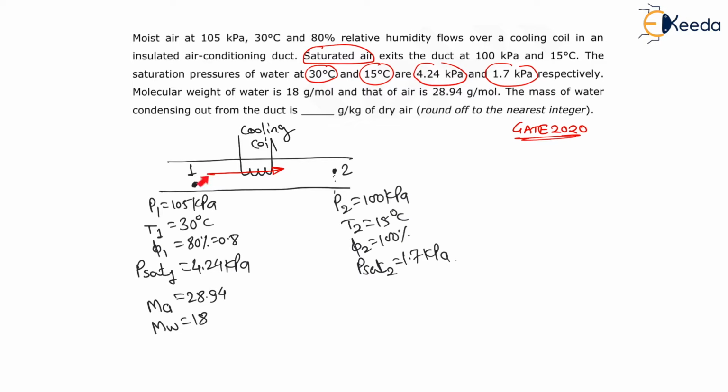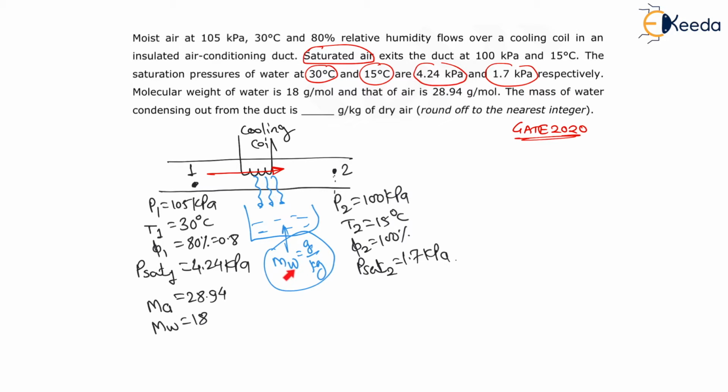Now whenever this unsaturated air is flowing from 1 to 2, then because of this cooling some mass of water will get condensed. So they are asking what is the mass of water condensed. This mass of water condensed per kg of dry air. They are asking in gram per kg of dry air, right? So let us do the calculation for finding this mass of water in gram per kg of dry air.